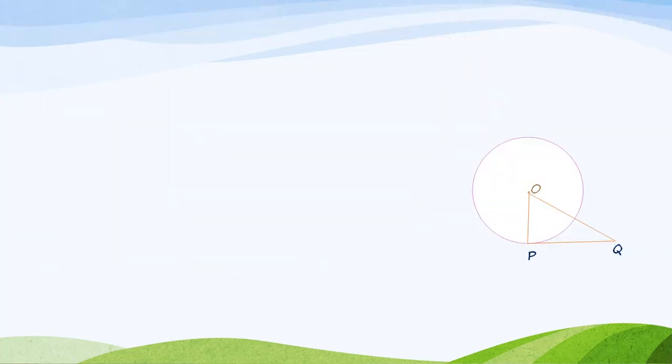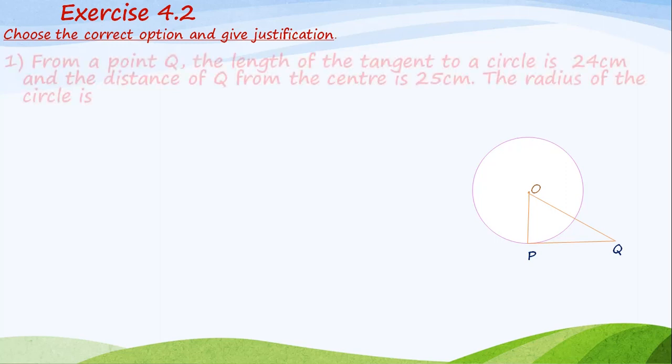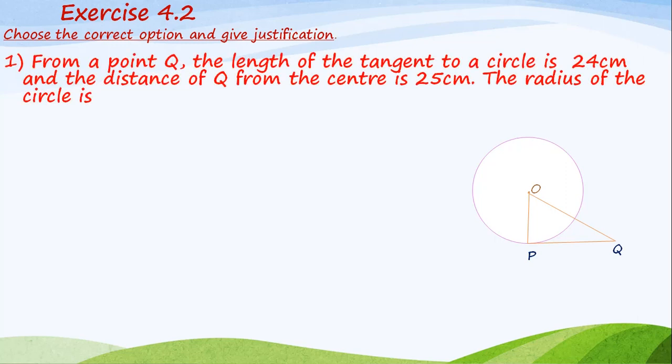Next, problems belonging to the circle. The first problem, exercise 4.2. Choose the correct option and give justification. From a point Q, the length of the tangent to a circle is 24 centimeters. Means from point Q, PQ is a tangent, and its length is equal to 24 centimeters. The distance of Q from the center, OQ, is 25 centimeters.